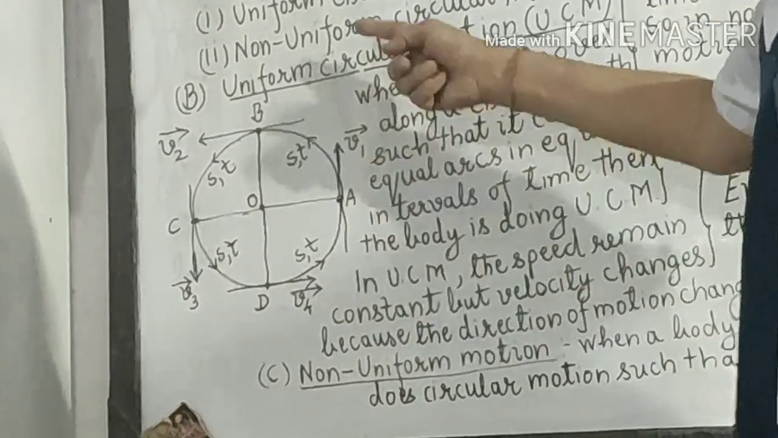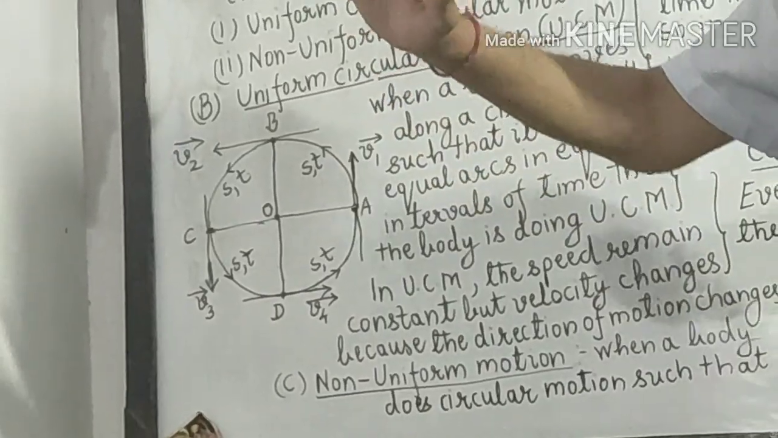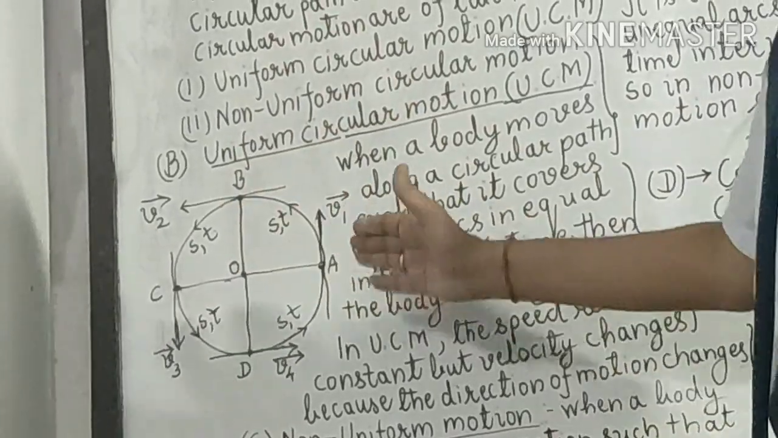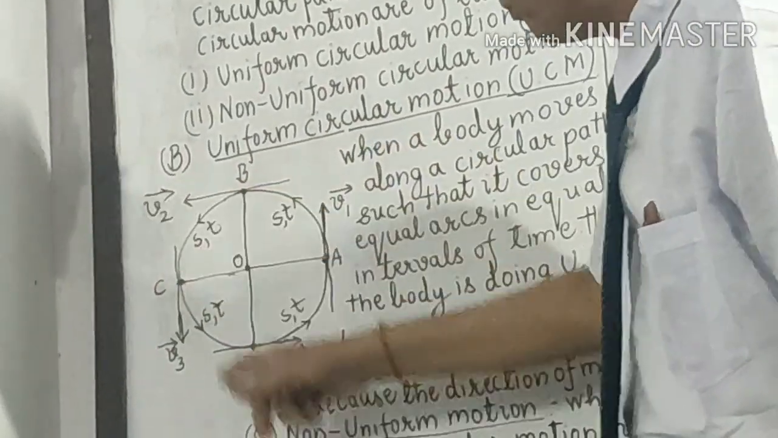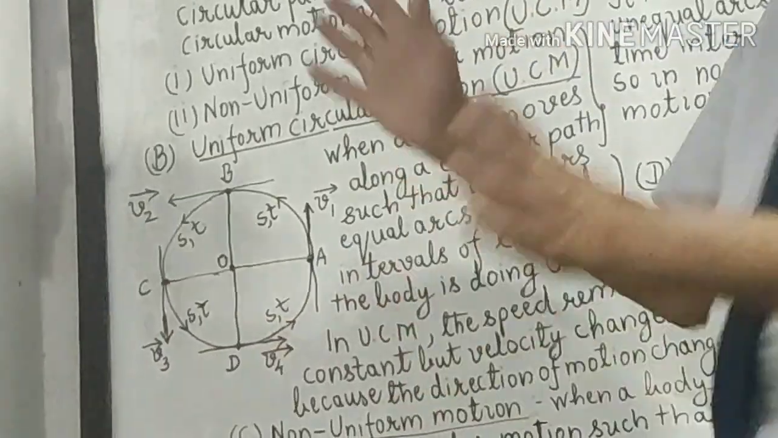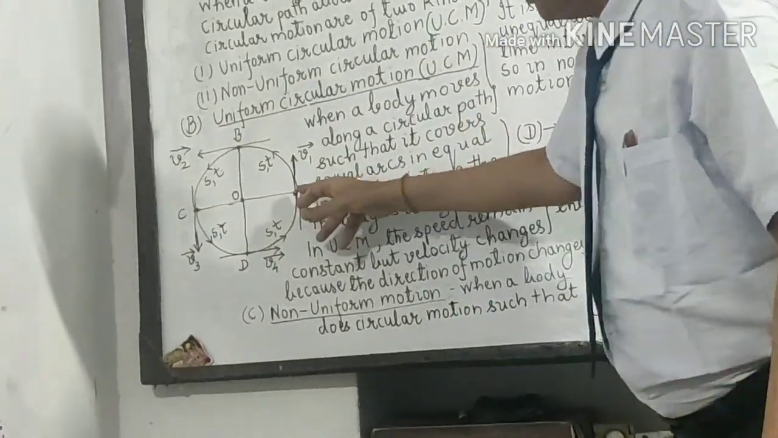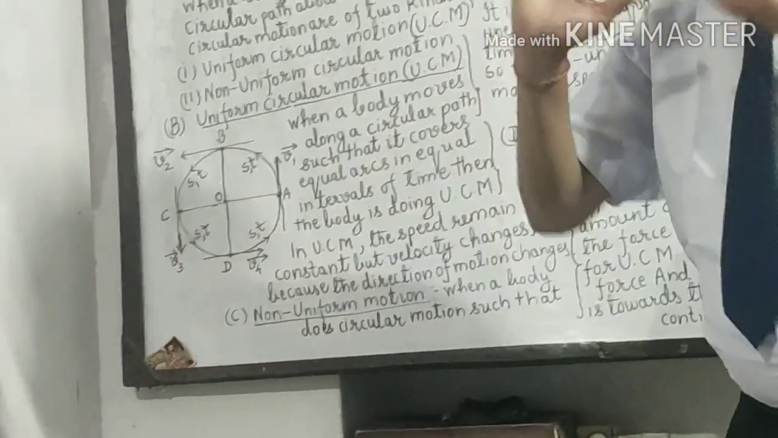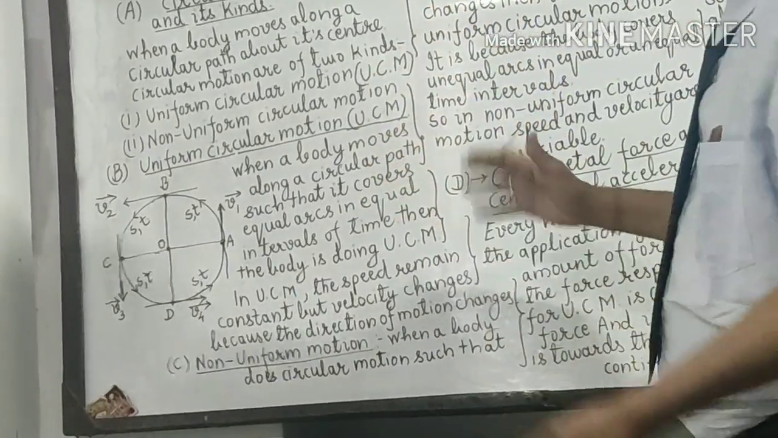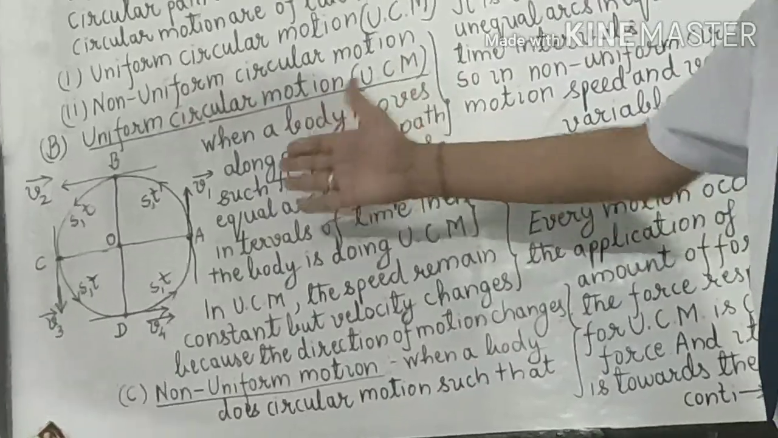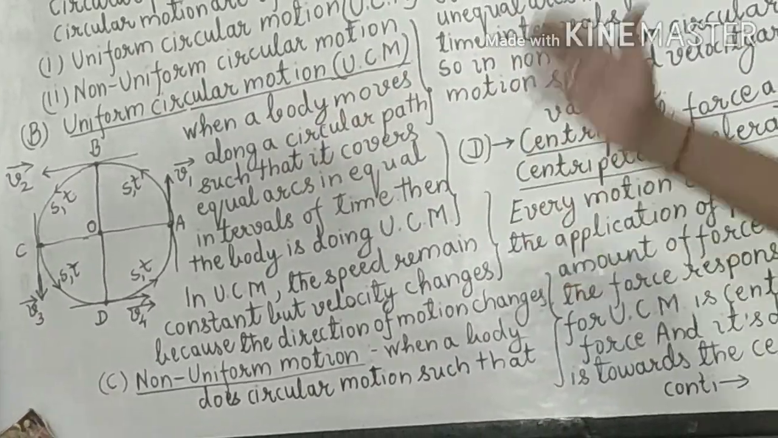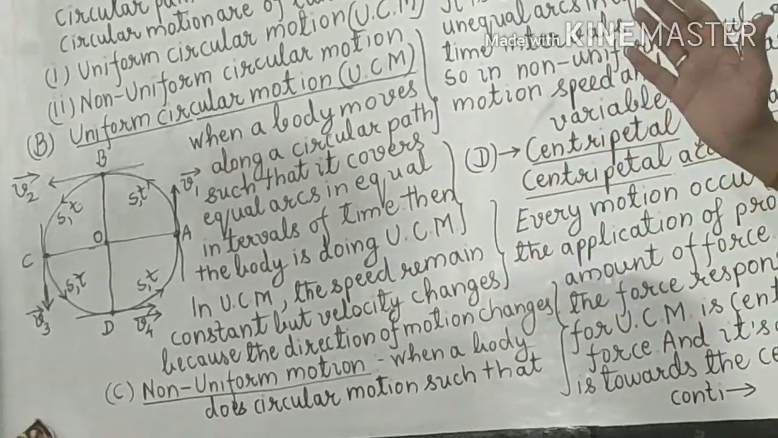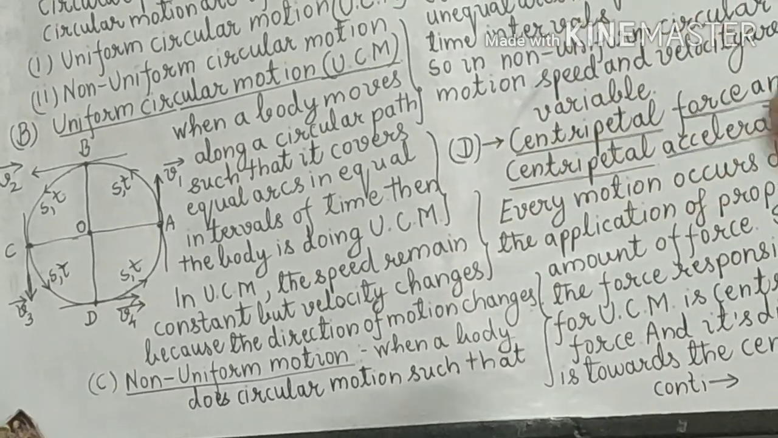But see the direction of motion. Direction of motion is represented by a straight line. At A, you have to draw a tangent to represent that direction. At B, this is the direction. At C, this is the direction. Directions are different, but the distances A to B, B to C, C to D, D to A, and the time are the same. So now you can define UCM. When a body moves along a circular path such that it covers equal arcs in equal intervals of time, then the body is doing uniform circular motion.